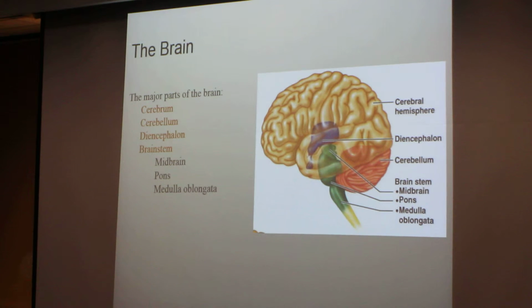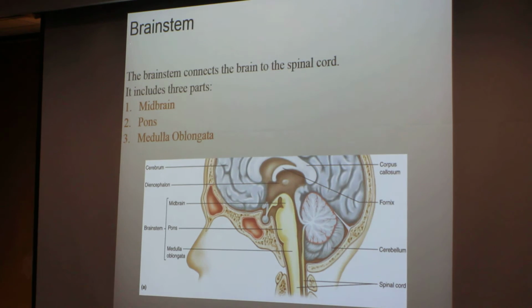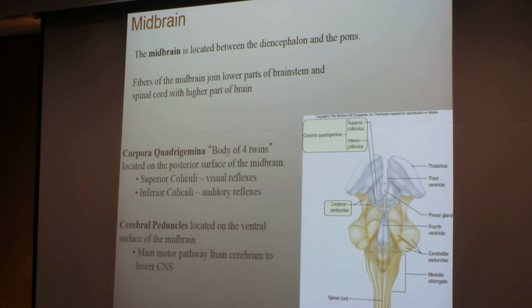And the brainstem: the midbrain, pons, and medulla oblongata. The brainstem connects the brain to the spinal cord, and has three parts: midbrain, pons, and medulla oblongata. The midbrain is located between the diencephalon and pons. Fibers of the midbrain join lower parts of the brainstem and spinal cord with higher parts of the brain.